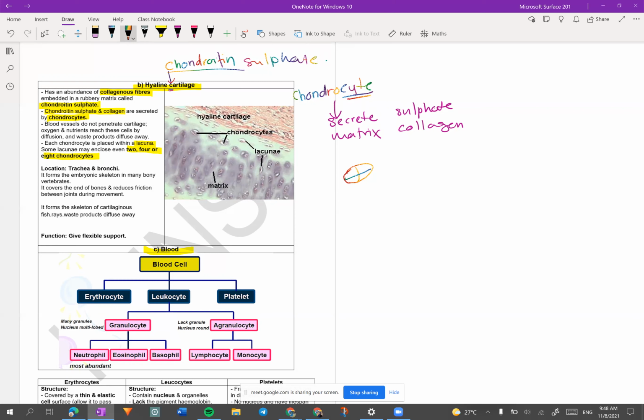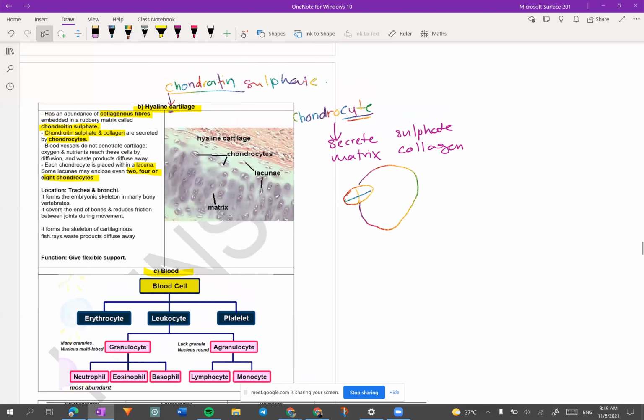Right? Dia tak ada lamella. Okay, dia tak ada lamella. So macam mana dia nak communicate? Kalau dia nak communicate antara satu sel, antara chondrocyte dengan chondrocyte yang lain ni, macam mana dia nak communicate antara satu sama lain? Dia just gunakan diffusion saja. Okay, dia gunakan diffusion.